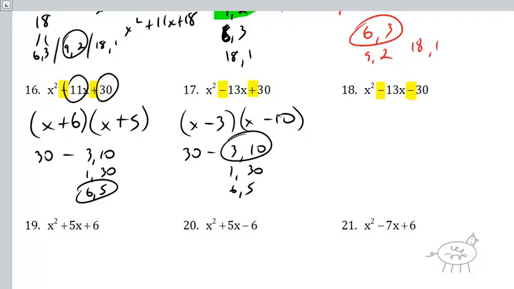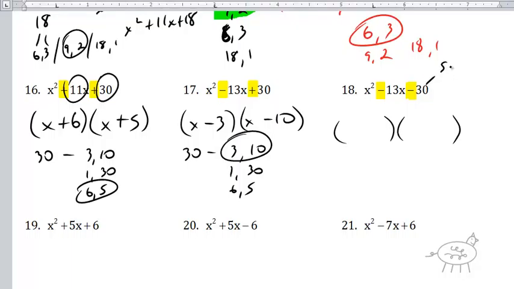Okay? This next one, you're going to say numbers that give you 30. And so you're going to say 5 and 6. And guys, I look at this and I'm like, 5 and 6, is that going to work? No, it's negative 13. So you're going to see 10 and 3. And that does. 10 times 3 is 30. And negative 10 minus 3 is negative 13x. So it could be x minus 10 and x minus 3.